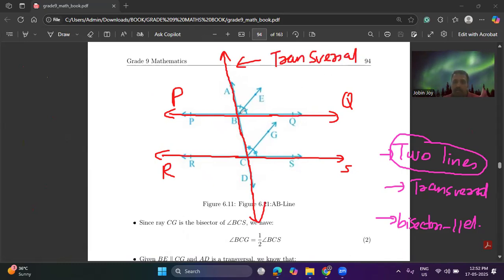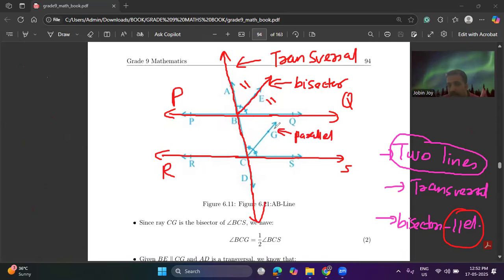Okay, and this BE is the bisector. Bisector means, as I already mentioned, the middle. That means this angle will be equal to this angle. This is also a bisector, and these two bisectors are parallel. This bisector BE and this bisector CG are parallel. And again, in the question it is given that this is a bisector, that means this will be equal to this. And these two bisectors are parallel.